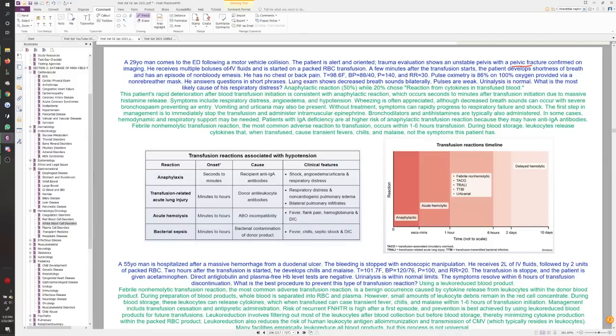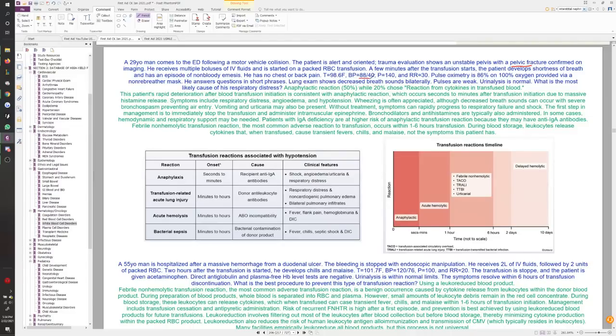He receives multiple boluses of IV fluids and is started on packed red blood cell transfusion, which they're not telling me right now if they matched. But since they're already at the hospital, I'm going to give them a bit of a benefit of the doubt that they matched it. A few minutes after the transfusion starts, he develops shortness of breath and has an episode of non-bloody emesis. So they just started. A few minutes into starting, he's already responding in this weird transfusion-related reaction. No chest or back pain. Temperature is fine. See, no fever. So that's pretty critical. I don't need to highlight it, but it's good to see that temperature is fine.